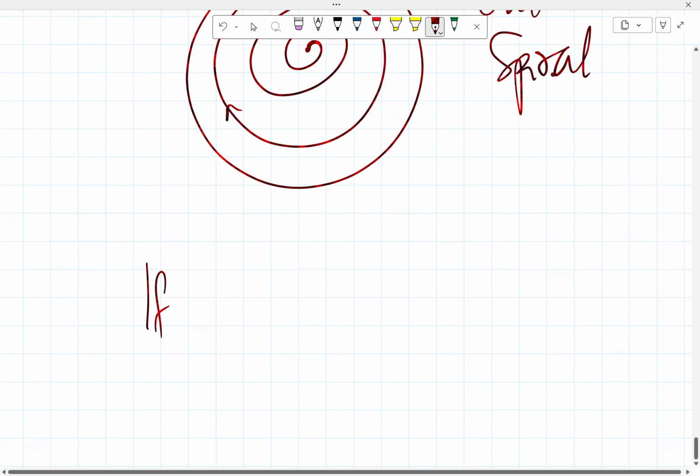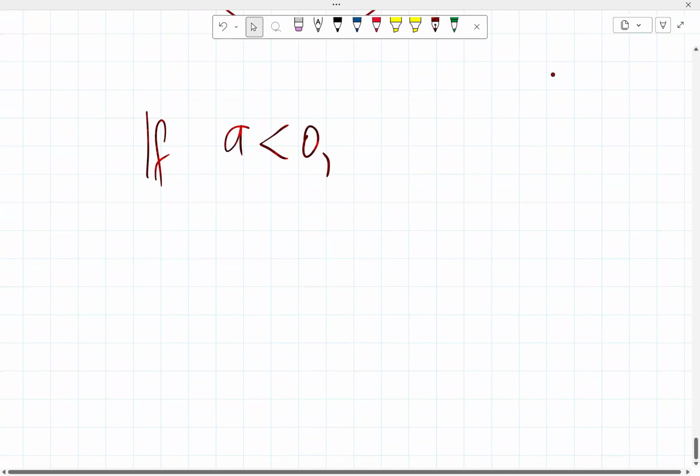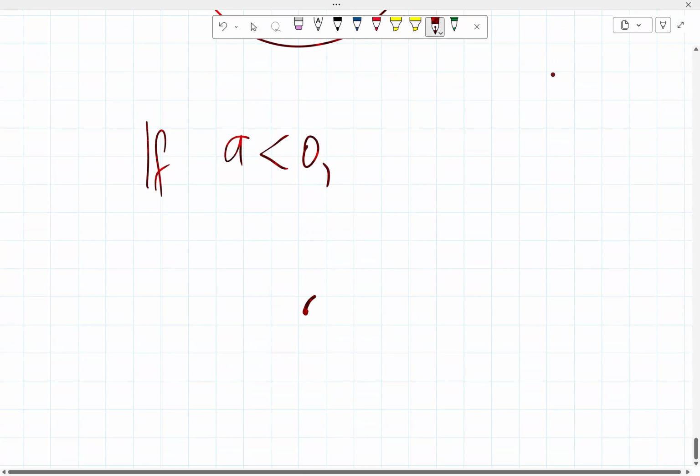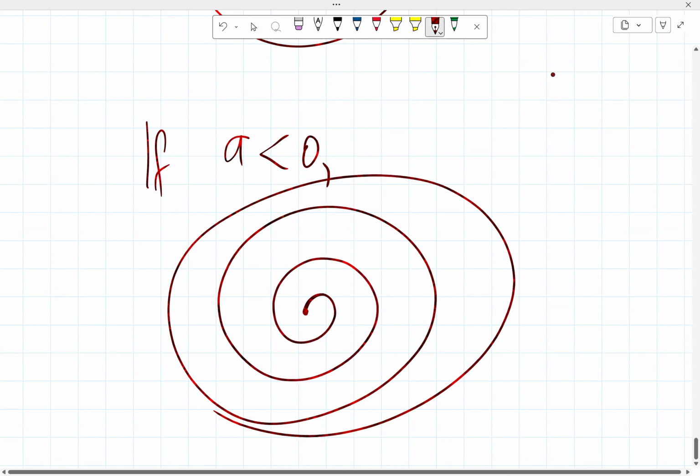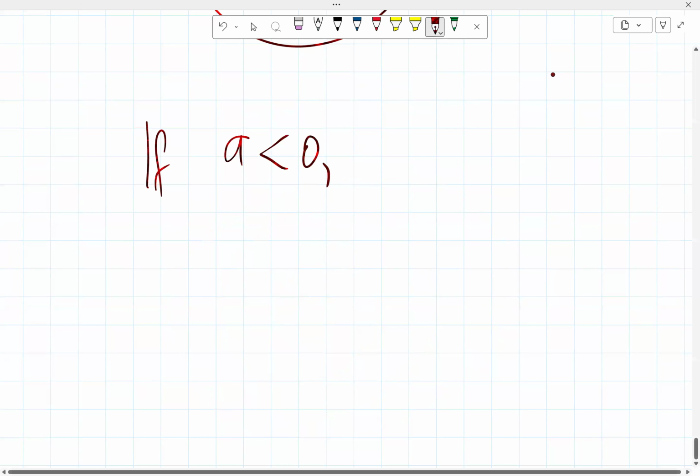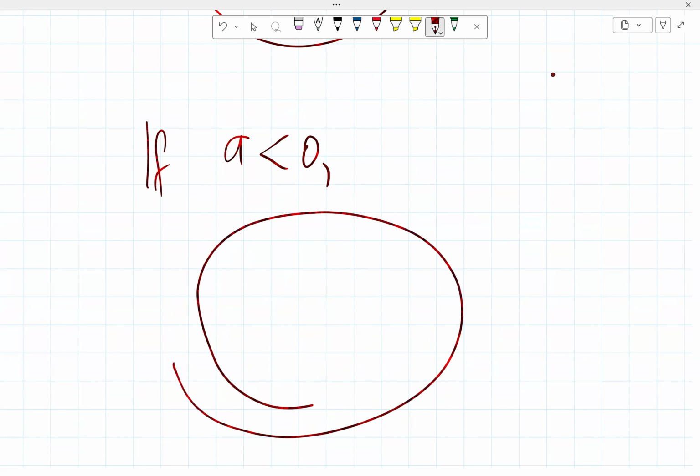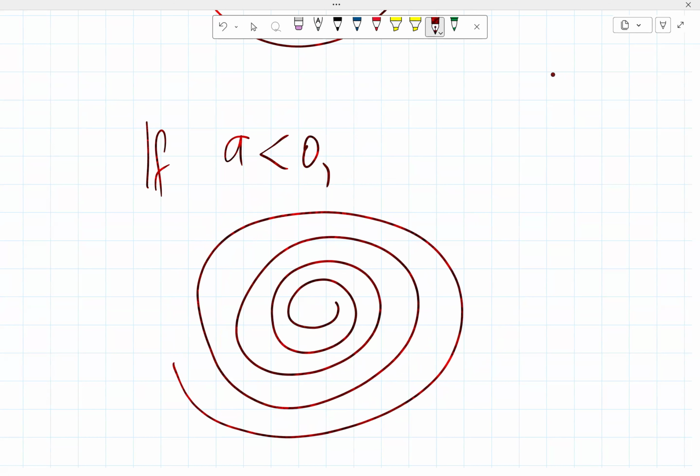Then on the other hand, if A is less than 0, you have an inward spiral. So imagine it's still the same kind of spiral, except that now the direction is different. Or maybe if you draw it from outside, you have an inward spiral. So it's converging towards something. In this case the direction is reversed, so you have this going inside. So you have an inward spiral.